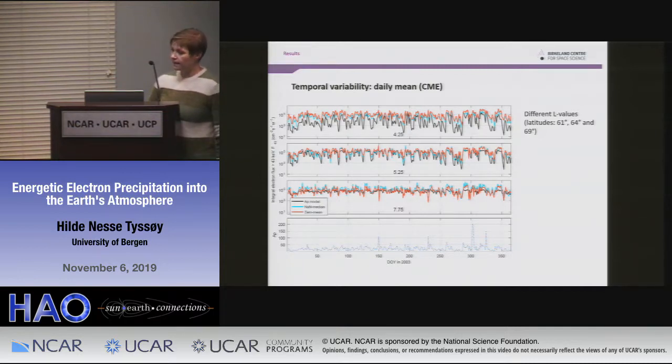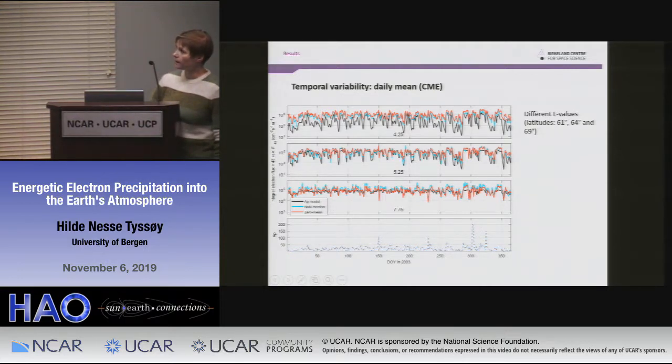Here is a full year, 2003, and I will explain each panel. In the lower panel, you have day of year on the x-axis, and you have the AP value on the y-axis. And here we see the famous Halloween event, which was quite strong.